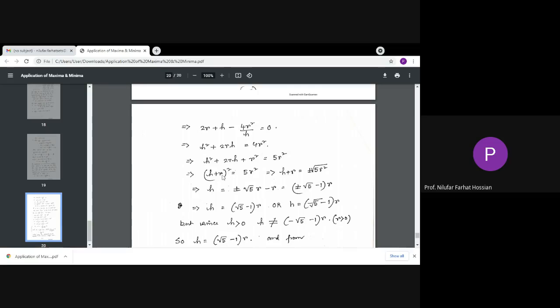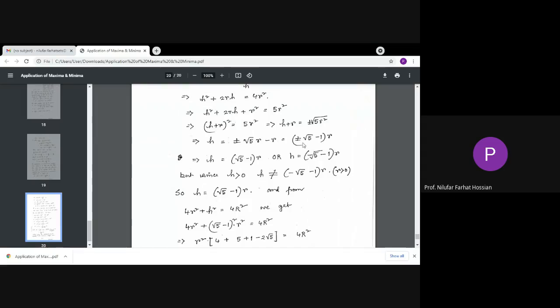So h plus r should be equal to plus minus root over 5r square. That means root 5 r. Yes, root 5 r. So h will be equal to plus minus root 5 r minus r. So the value of h will be, take r common, plus minus root 5 minus 1 into r. Now if you take the minus sign, the value of h becomes negative. So it cannot be, that's why we have to consider only the plus sign. And root 5 is greater than 1, so it is okay. So you have to take only the positive sign. h cannot be negative.